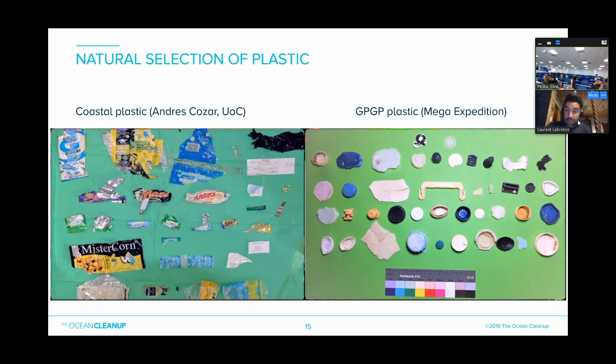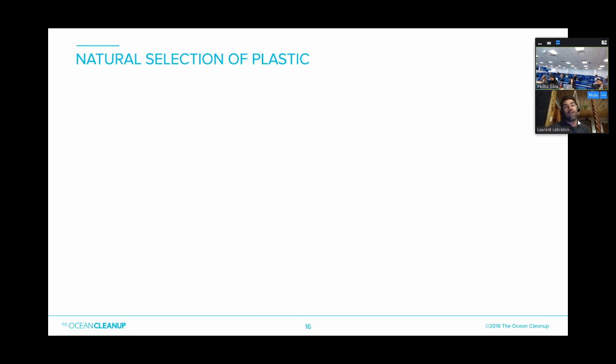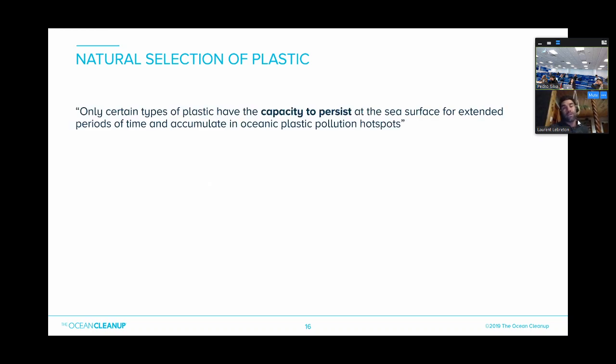What we find in garbage patches is really thick, floating HDPE, polypropylene, those kinds of plastics that degrade very slowly, like those bottle caps. So that was one of the conclusions: only certain types of plastics have the capacity to persist at the sea surface for extended periods of time and accumulate in oceanic plastic pollution hotspots. That was one of the main conclusions of our 2018 paper.